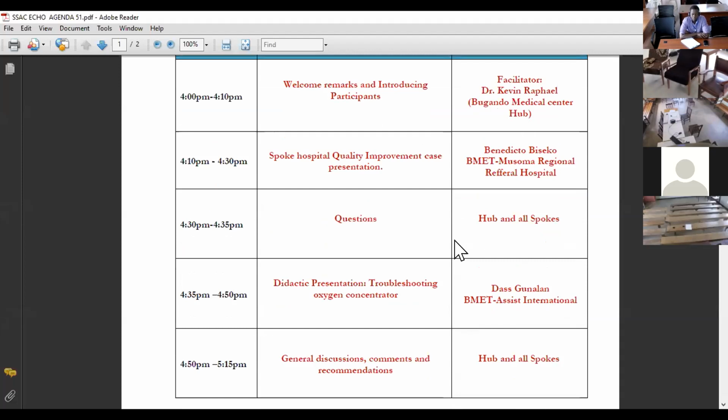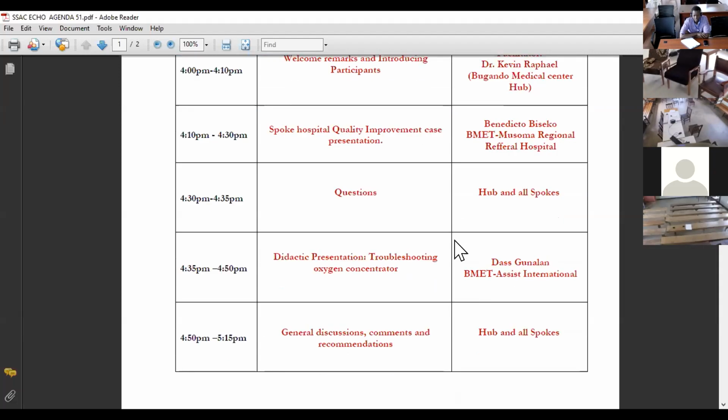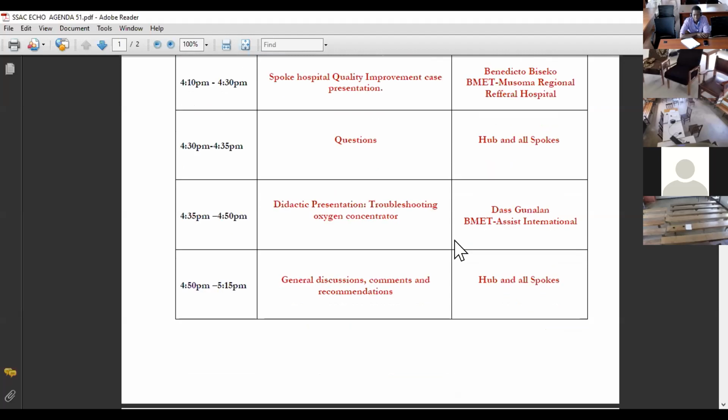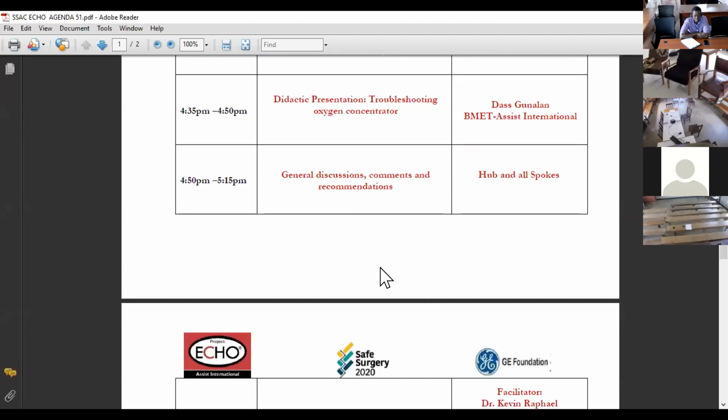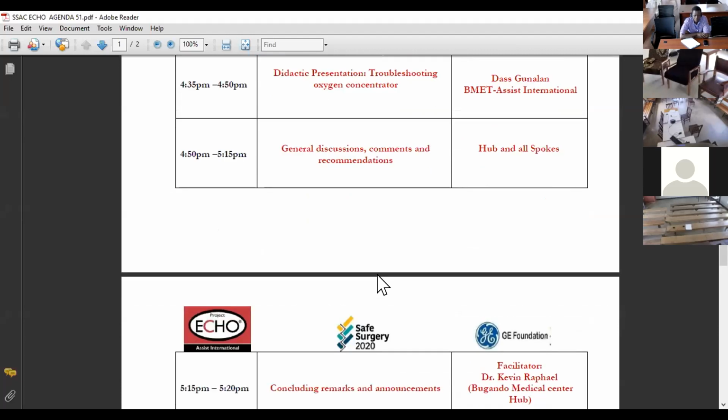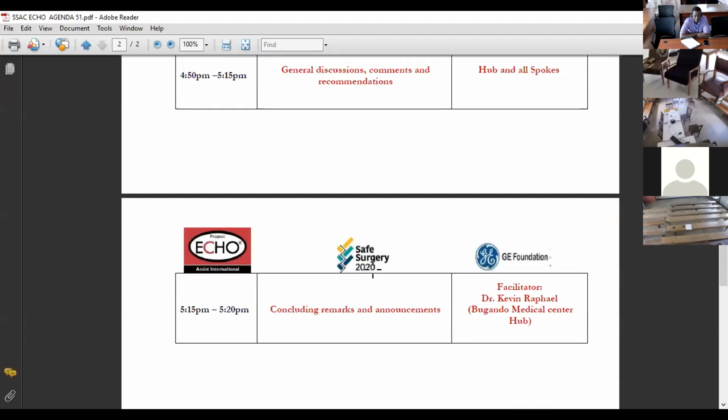And after that, we are going to go through a didactic presentation, which is going to be led by Mr. GUNALAN, who is a biomedical engineer from ASSIST International. And then we are going to have general discussion, comments, and recommendations regarding the topics which were discussed today. And after that, we are going to have concluding remarks and announcements.